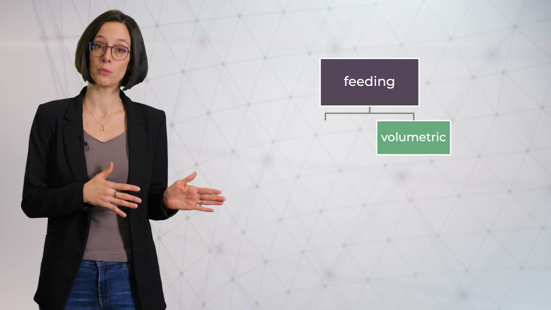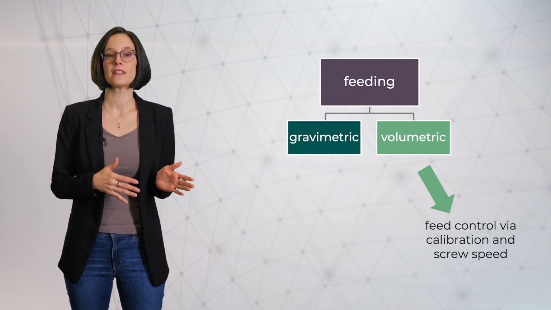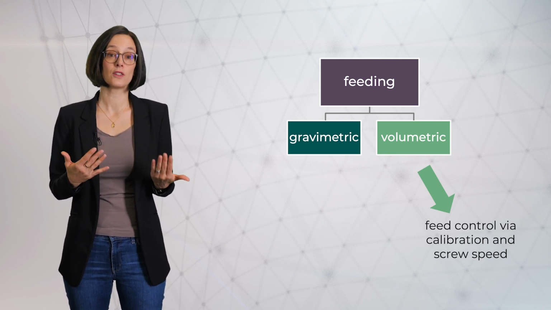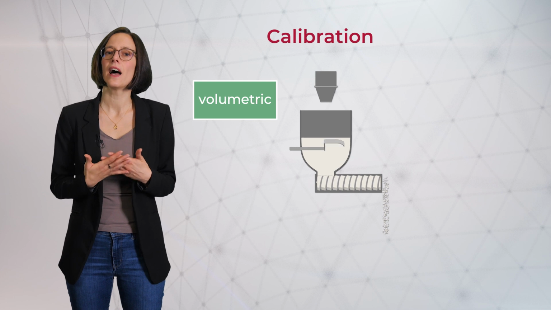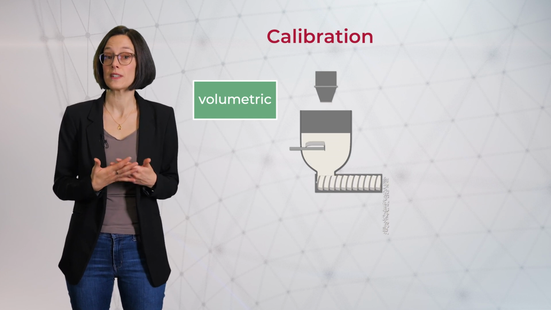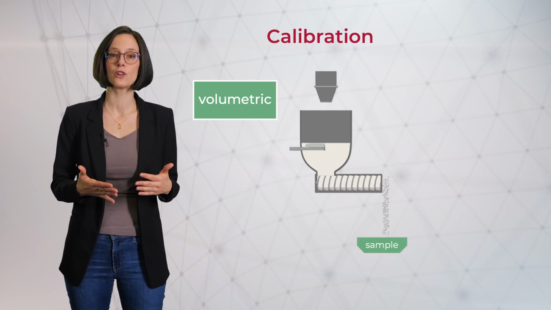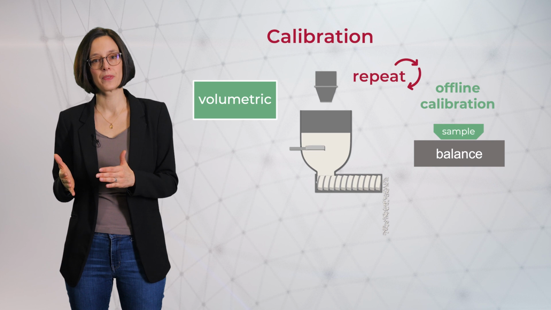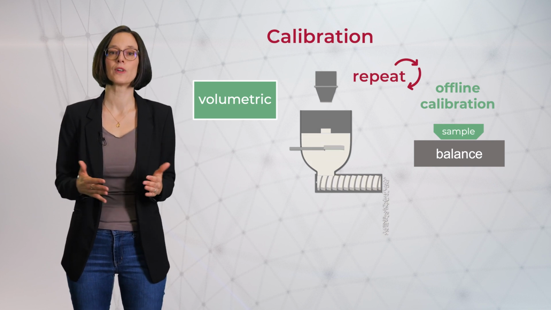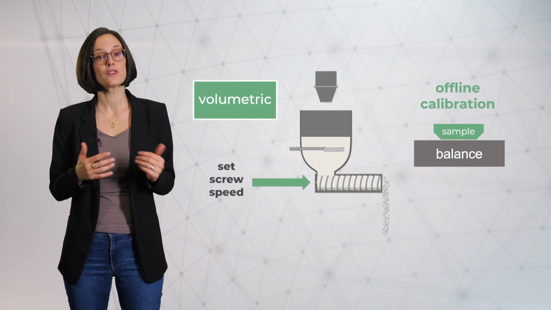A feeder can run in two different modes of operation, volumetric mode and gravimetric mode. For the volumetric mode, the screw speed is set to a constant value. This speed has to be priorly determined via calibration runs. Let's look in detail at the volumetric operation. First, the system needs to be calibrated. For calibration, the material fed by the feeder is collected in a vessel for several minutes. The vessel is then weighed with a balance offline. This is repeated for several screw speeds, creating a calibration curve. The desired mass flow rate is then chosen by selecting the screw speed.